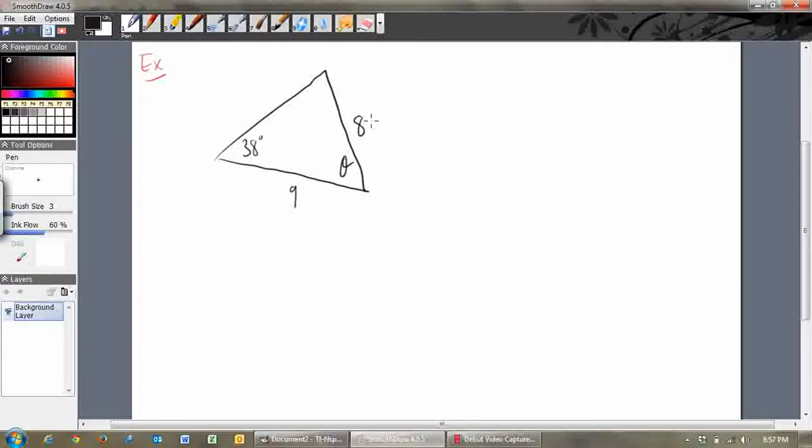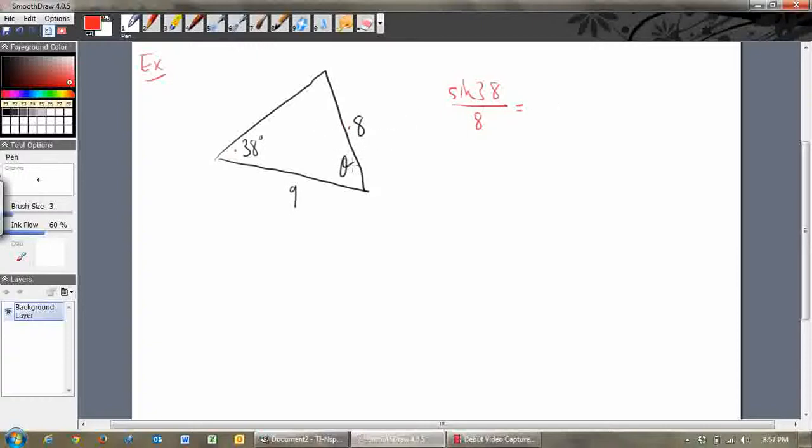Okay, so let's have a look at this. To be able to use the sine, you're looking at angles and their opposite lengths. We've got this 8 here, and it's opposite 38. Great, so that's one of ours. Let's write it down. That means sine 38 over 8 is equal to what?